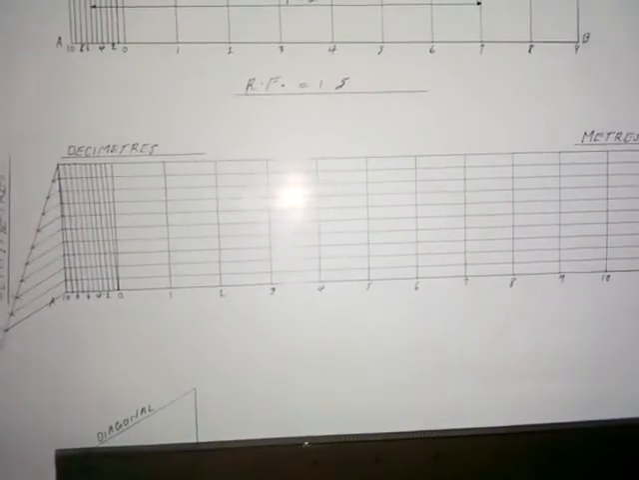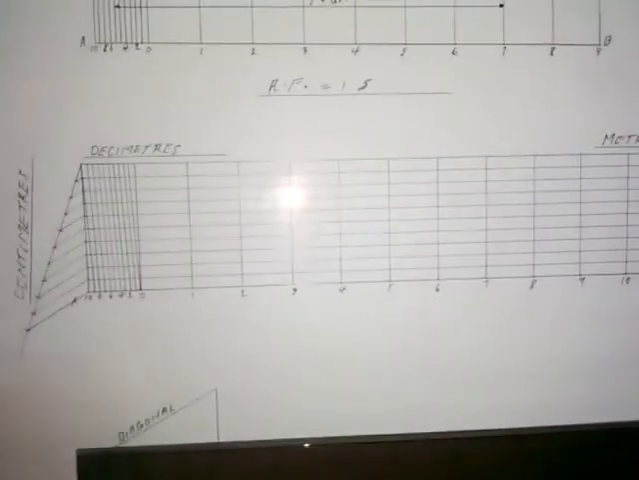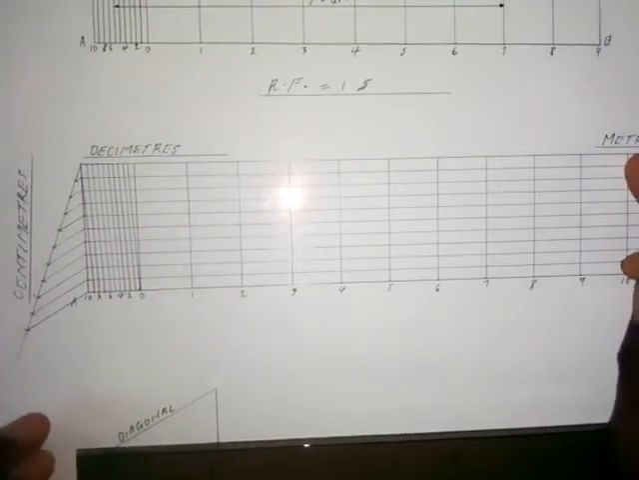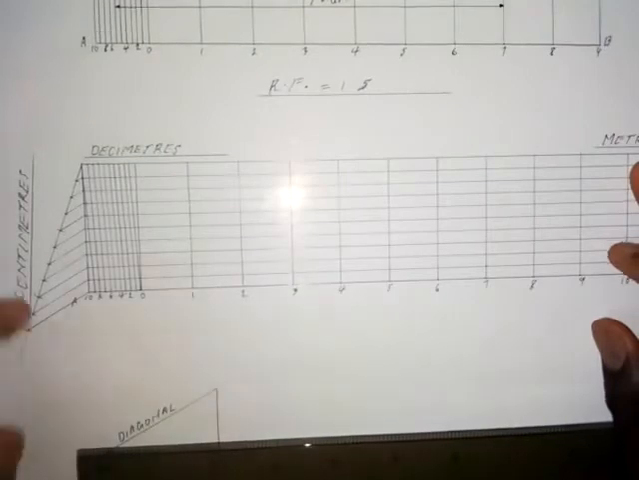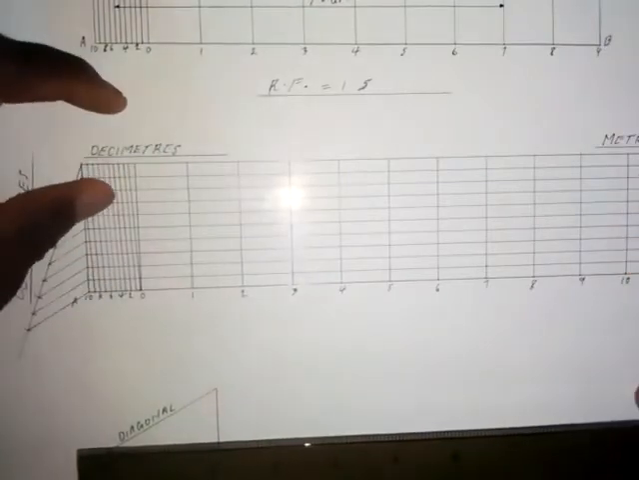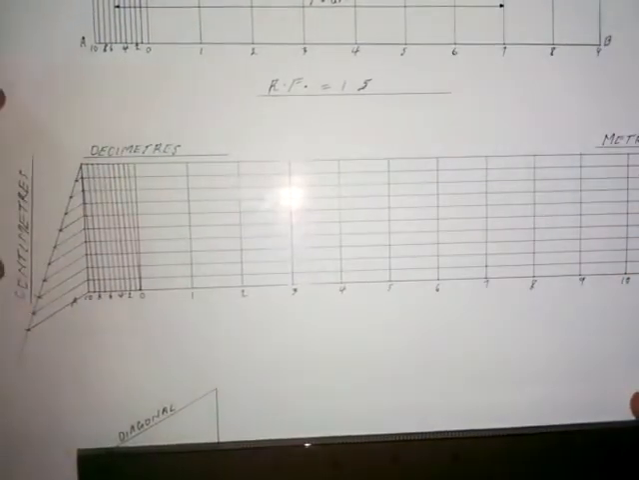Having drawn the lines, the next thing that you need to do is to indicate the unit on the scale. Here I've written meters. So these are for meters, these are for decimeters, and these are for centimeters.